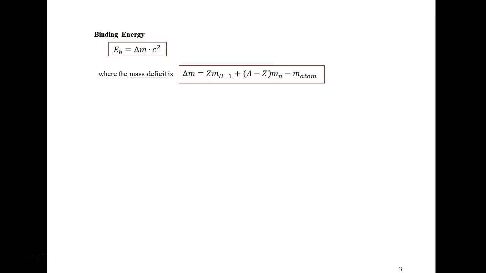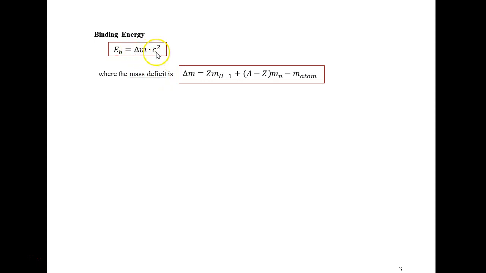And this is where Einstein's special relativity theory was so critical in understanding this. Some of the mass of the isolated free nucleons is actually converted to energy. So to find the binding energy, you have to first calculate what's called the mass deficit, delta M.